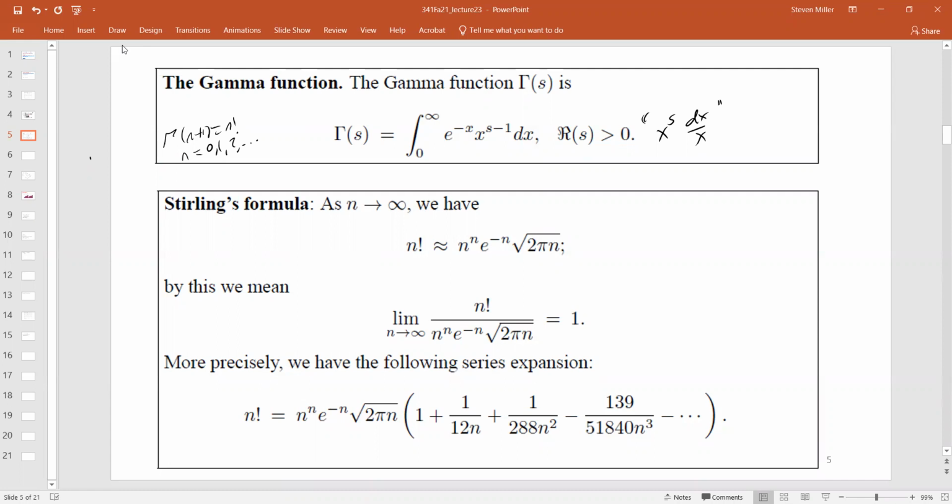When you see something like this product, what is your first instinct whenever you see a product? After taking a class with me.